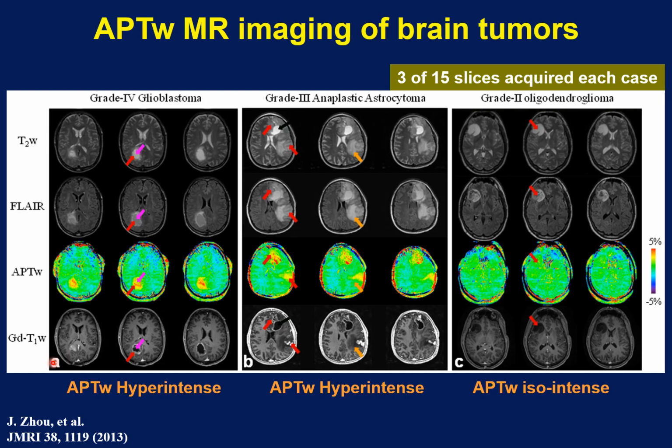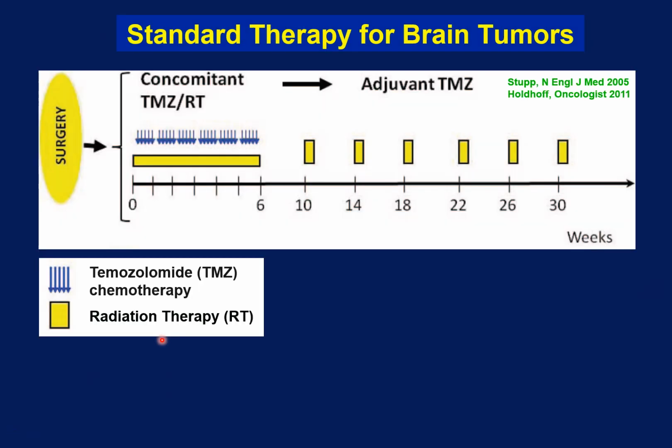And you should keep in mind, APT-weighted just uses endogenous protein and peptide. This is very good for some patients, also for some pediatric patients. This is the standard therapy for brain tumor: surgery, followed by chemotherapy and radiotherapy. So this is very good for many patients.